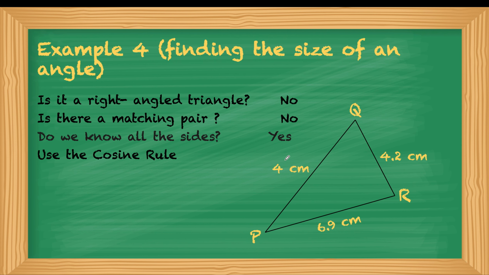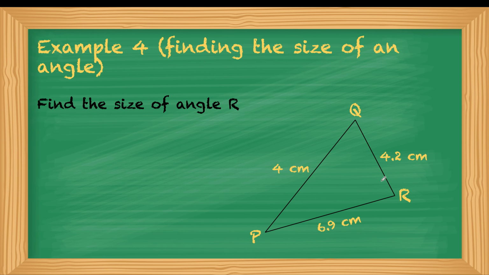Let's try another one. Now, the first thing we have to ask ourselves is, is this a right angle triangle? No, it is not. Do we have a matching pair? No, we do not. We do have all the sides, and we want to know an angle, so we can use the cosine rule. Now, we want to find angle R, so therefore here it is. Now, remember, we're finding cos R. So although we used A, B, C in the last example, if we use different letters, it should give us the same answer once we use the correct formula.